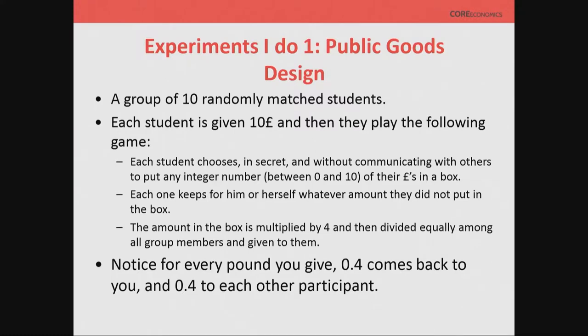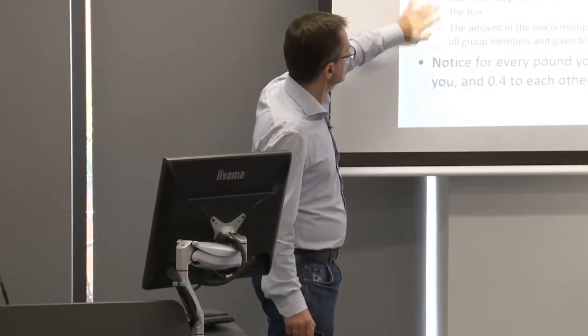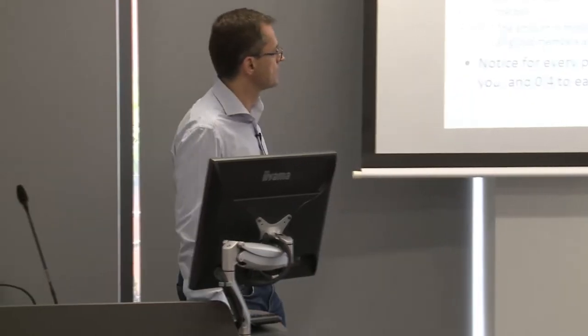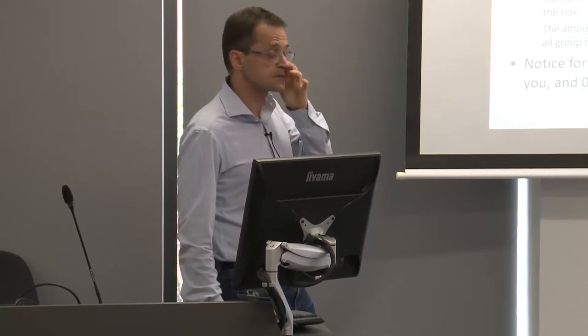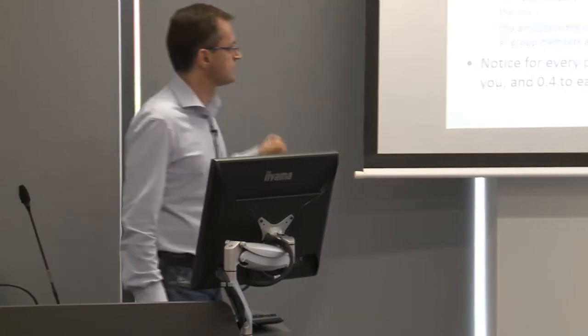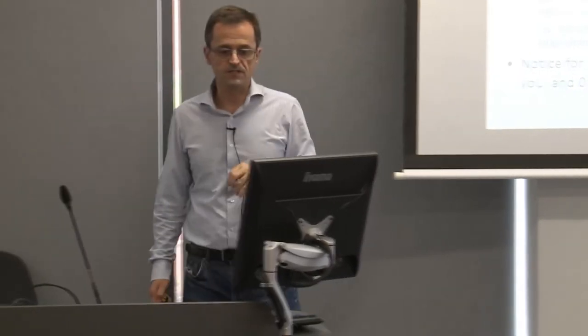Each student is given an amount of money, and the game that you play is the following. Each student, in secret and without communicating with others, mentions an integer number, and you put that amount in a box. Each one keeps for him or herself whatever amount they did not put in the box, and the amount in the box is multiplied by 4 and then divided equally among all group members. Notice that for every pound that you give, 0.4 comes back to you and 0.4 to each of the other participants. So those are the simple instructions.